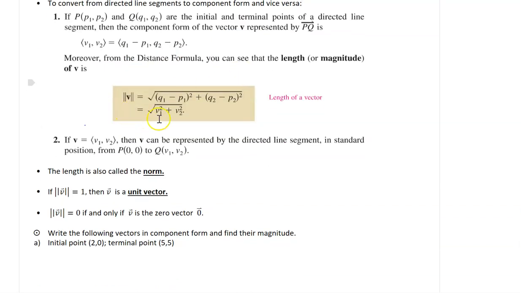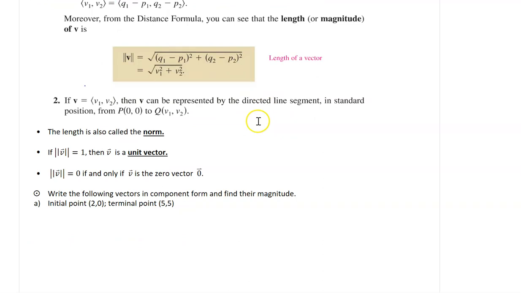From the distance formula, you can see if it is in standard form, you get the square root of V1 squared plus V2 squared, because basically it would be V1 minus 0 squared plus V2 minus 0 squared. Another word for the length here is the norm. That's a more general term for magnitude that you may see in some other classes or textbooks.